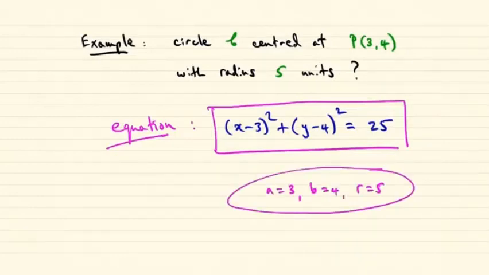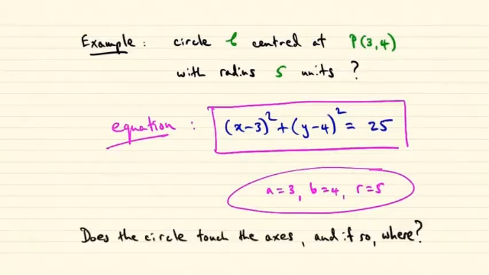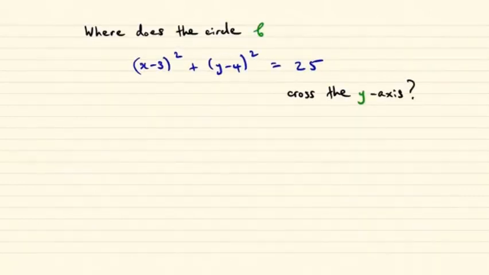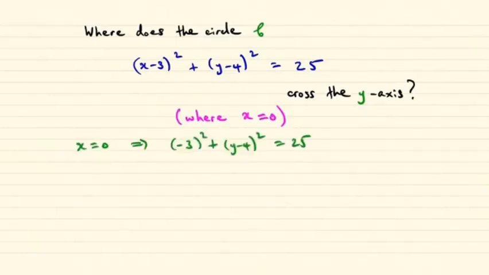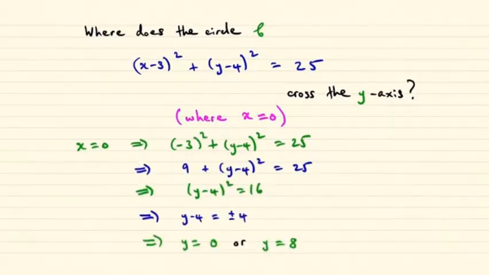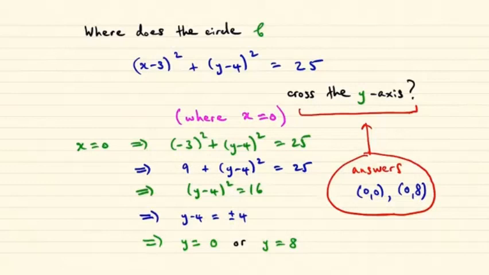And you could ask various questions like whether the circle crosses the axes, and if so, where. Let's look at the y-axis, where x is equal to 0. So what does this imply? Well, the equation simplifies, and in several steps, you see that y is equal to 0 or 8. So there are 2 answers, points on the y-axis with coordinates 0, 0 and 0, 8.